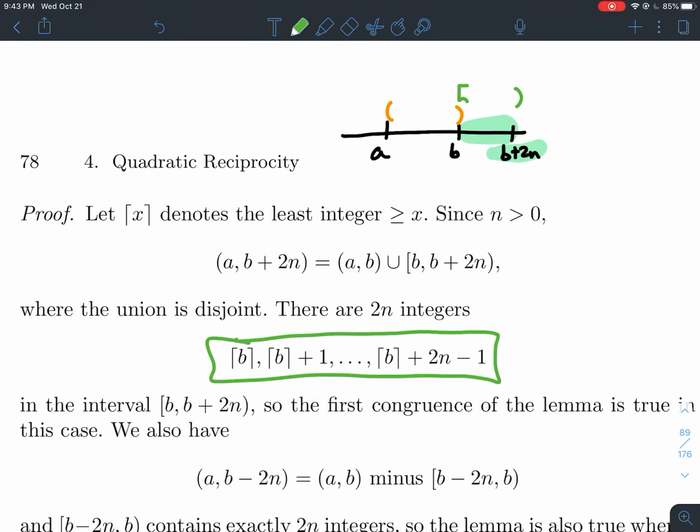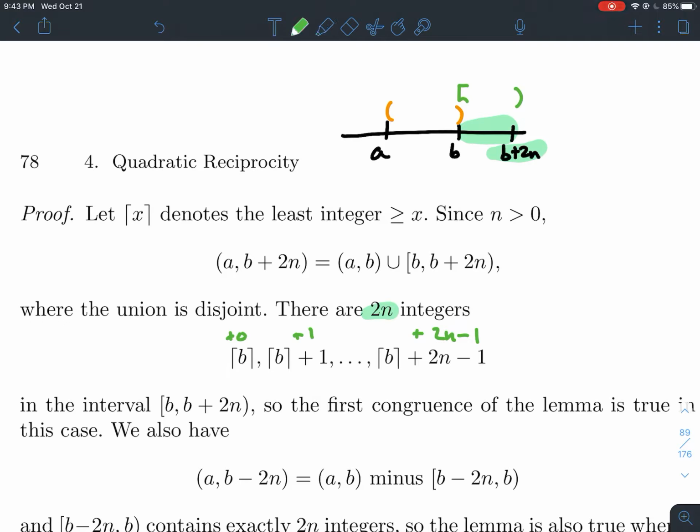How many integers is this? This is a list, and it says right here it's 2n. But think about it. You have plus 0, plus 1. We're trying to do the counting here, and I stop when I get to 2n minus 1. If I started at 0 and end at 2n minus 1, that's why I have 2n things in this list.